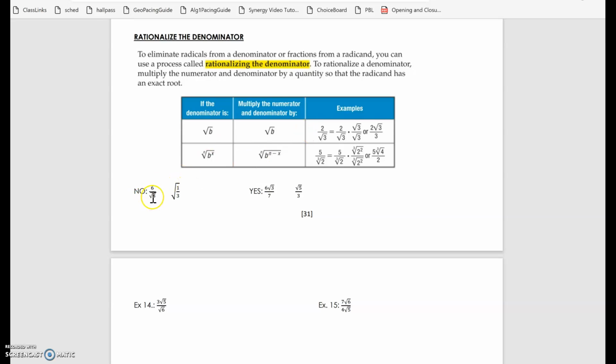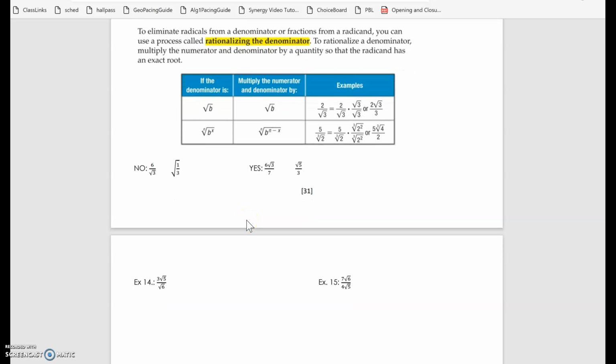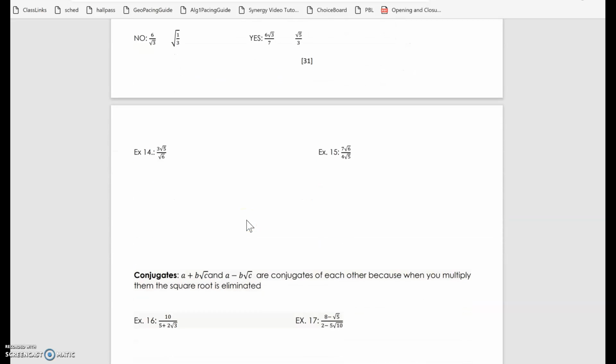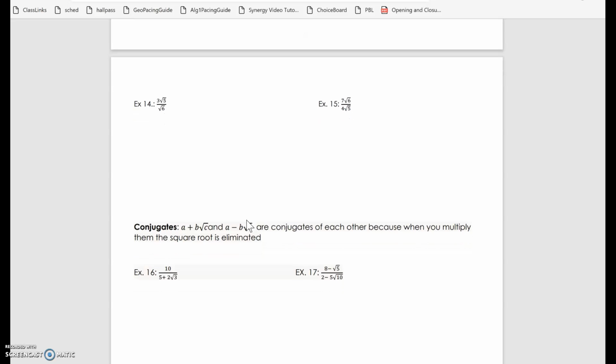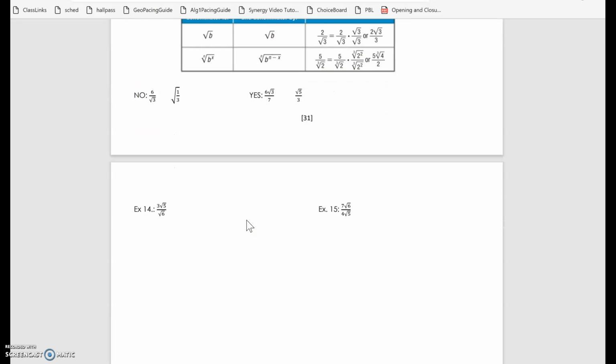And then right here, this is saying it's not a good example because there's a radical 3 in the denominator. This is also not a good example because if you have the square root of a fraction, you could split it to the square root of 1 over the square root of 3. So this means the same thing, that there's a radical in the bottom. These two are good. You can have radicals in the top as long as the denominator does not have a radical. Alright, so let's take a look at number 14 and let's see if we can rationalize the denominator here.